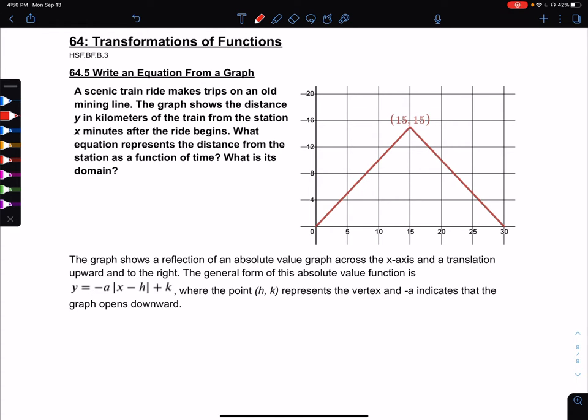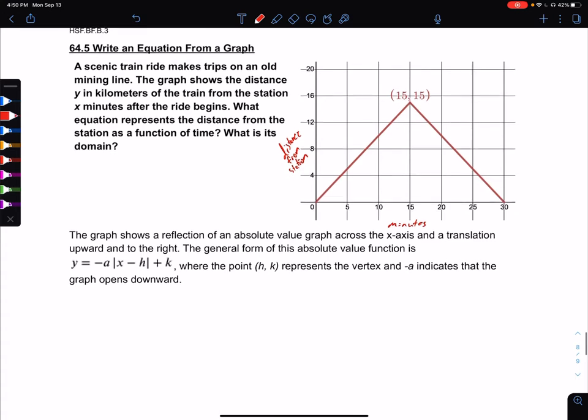So we're talking about this being distance from the station and x minutes after the ride begins. So x is in terms of minutes. All right, it looks like we start obviously at 0 minutes, and it looks like the total trip will take 30 minutes. What equation represents the distance from the station as a function of time, and what is its domain?